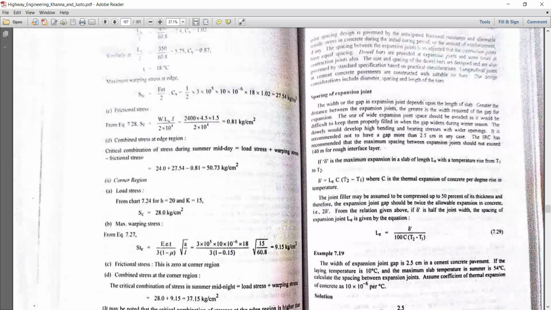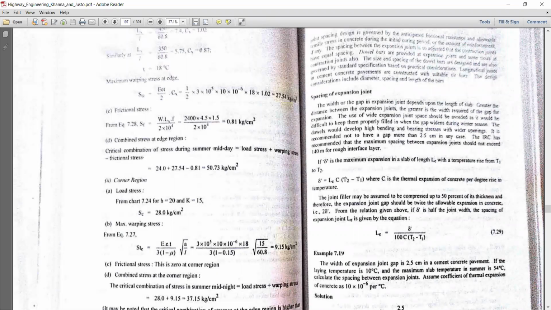IRC has recommended that the maximum spacing between expansion joints should not exceed 140 meter for rough interface layer. It means the interval between expansion joints should not exceed 140 meter. Before 140 meter length of the concrete slab, the expansion joints have to be provided.